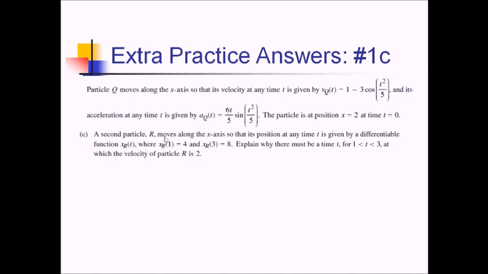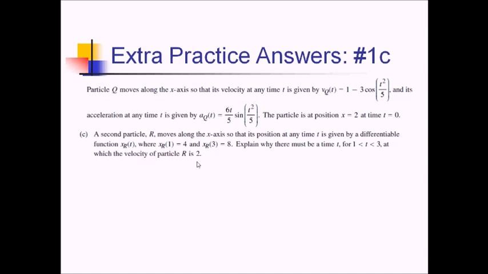And then they give us two values of x sub r at 1 and 3. They want us to explain why there has to be a time between times 1 and 3 where the velocity of particle r is 2. So if we're given the original function, and we're being asked to guarantee values of its derivative, that's usually a mean value theorem kind of situation.